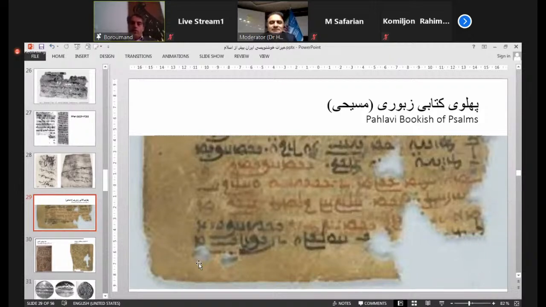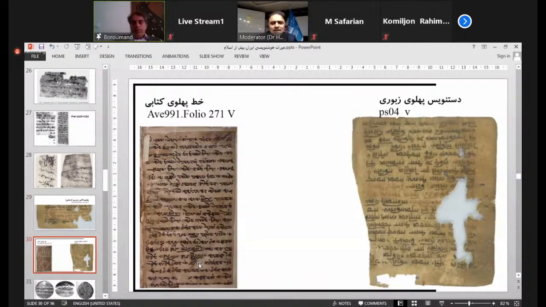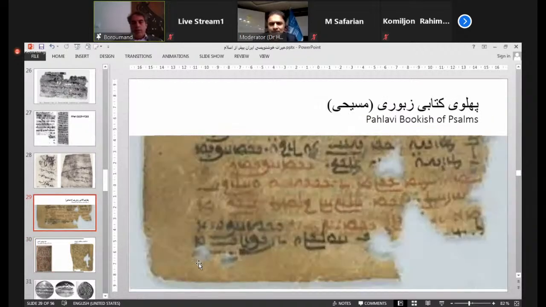This is Pahlavi bookish. You see the example, which is kept in Berlin. It was a type of Pahlavi writing used by Christians to write the book of Zabur. I think Alan George has shown this in his book. Yes, Shangarf and black ink were used in the book.